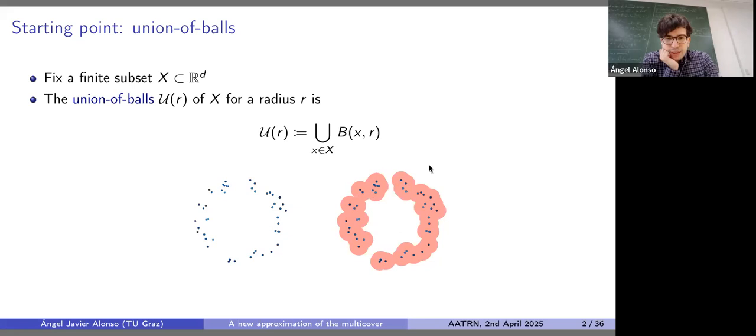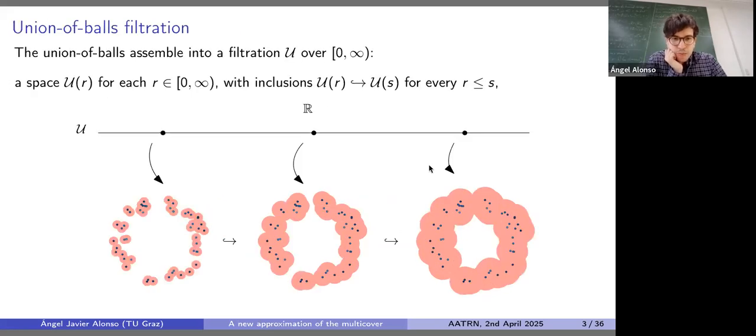And of course, the important thing here for us is that this union of balls assembles into a filtration. What do I mean by filtration? For each parameter, for each radius, we have a topological space, in this case the union of balls for a given radius. So the picture is as follows. Here we have the real line, and for a point we have the topological space of, in this case, small balls around these points. And importantly, as we increase the parameter, as we increase the radius, we have inclusions. The union of balls with a small radius includes in the union of balls with bigger radius. So this is the filtration.